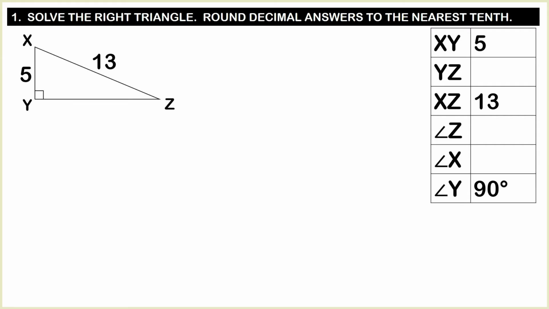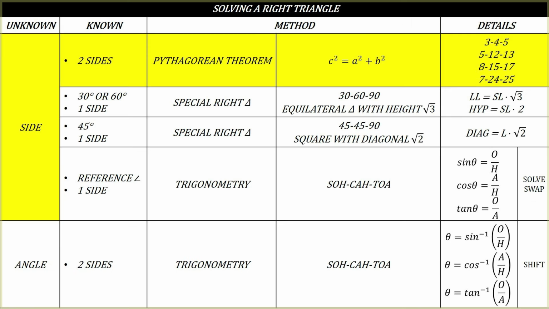Example 1, solve the right triangle. Round decimal answers to the nearest tenth. So on this problem, the first side I'm going to try to find is side YZ. We're looking for a side. We know two sides, so we will use the Pythagorean theorem.